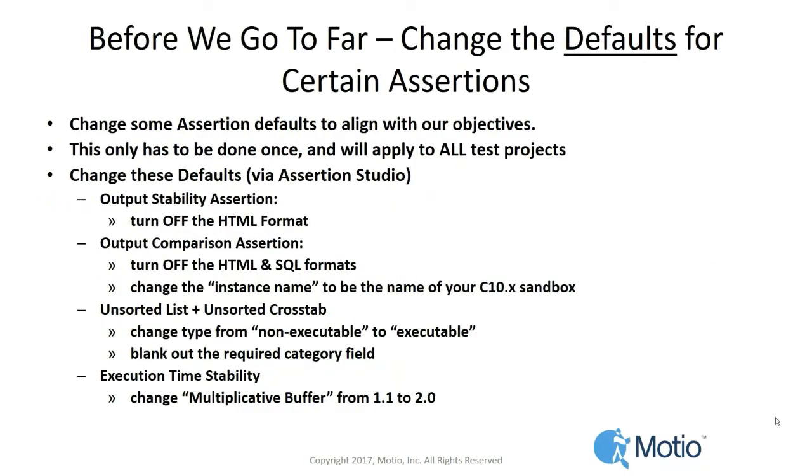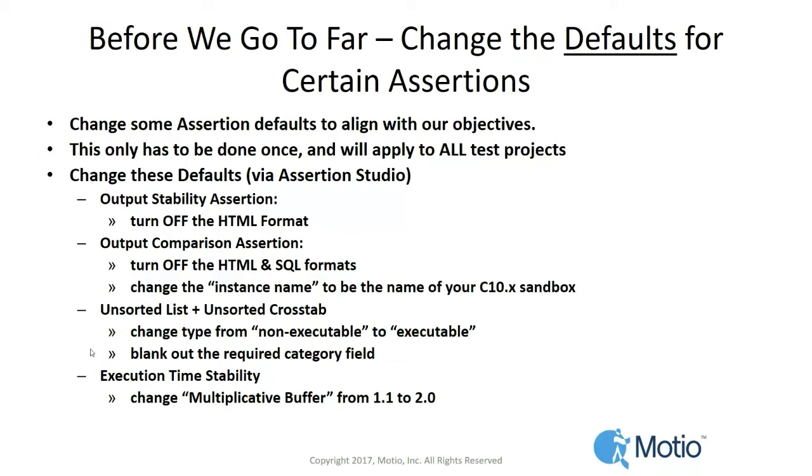One of the first things that I like to do on these upgrade validation projects is change some of the defaults for the assertions that I'm going to be using heavily, so that they exactly align with my goals on the upgrade validation project. Just very quickly, for output stability assertion, I turn off the HTML format. For output comparison assertion, I turn off the HTML and SQL formats. And very importantly, I change the default instance name that I'm comparing to be the name of my C10 sandbox.